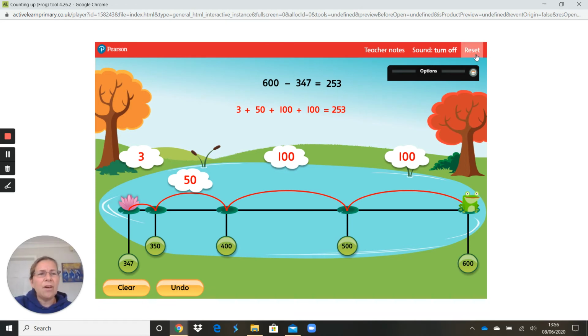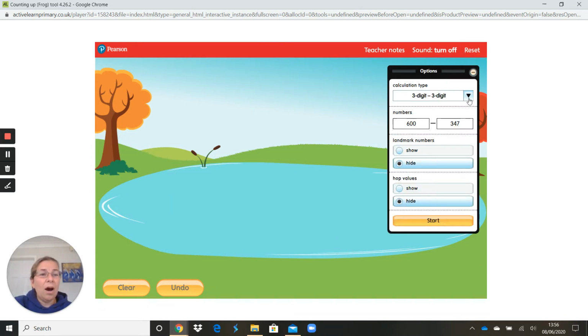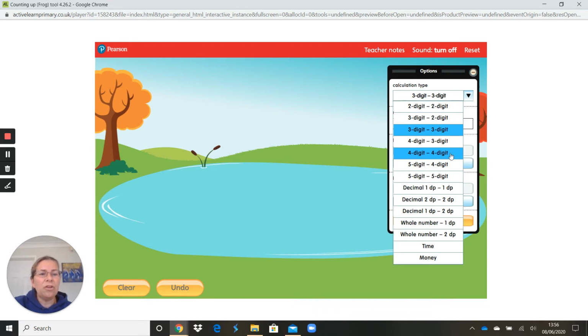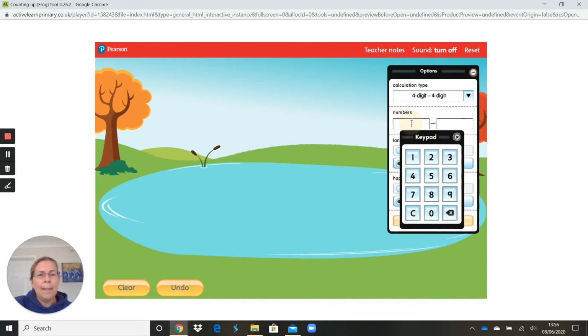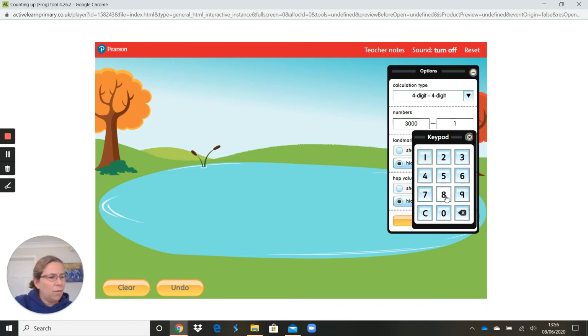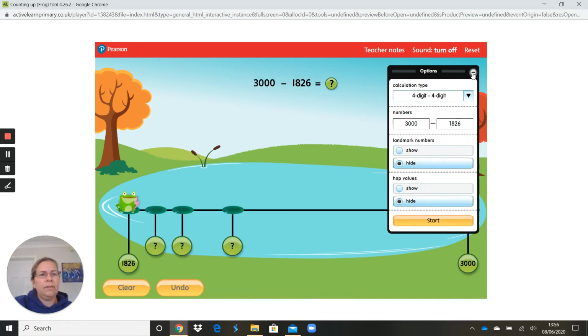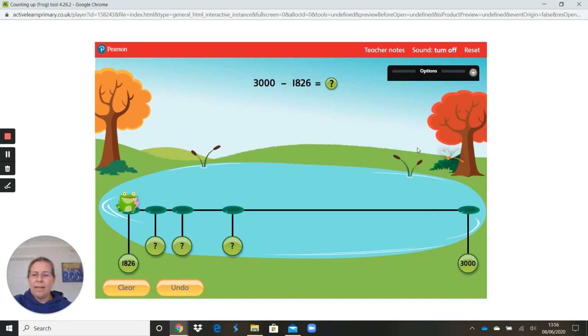Okay, what I want us to have a go at now is a slightly harder problem. We're going to do a 4-digit to 4-digit number. We're going to look at the number 3,000, take away 1,826. As you can see, what I want you to do is, you've got a piece of paper, have a go at this now.